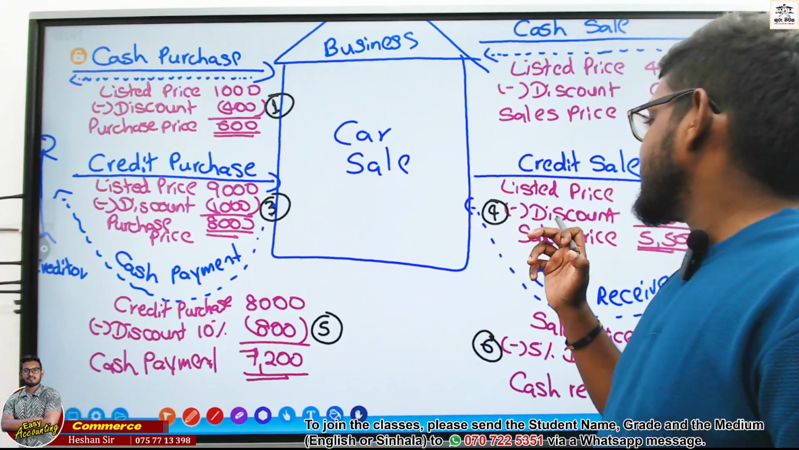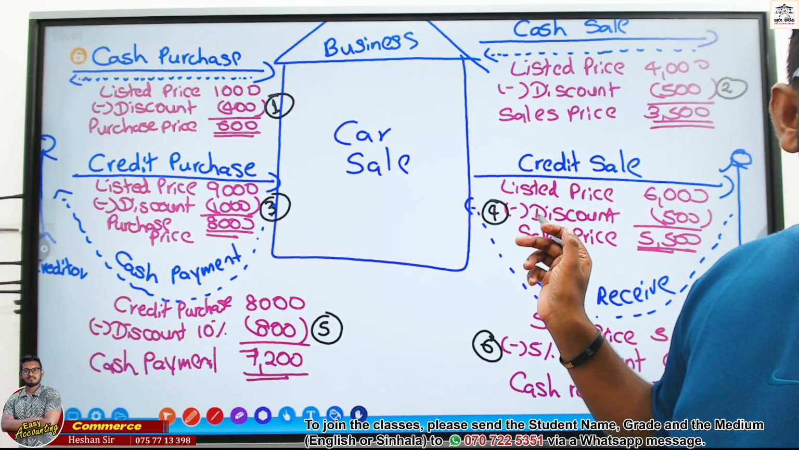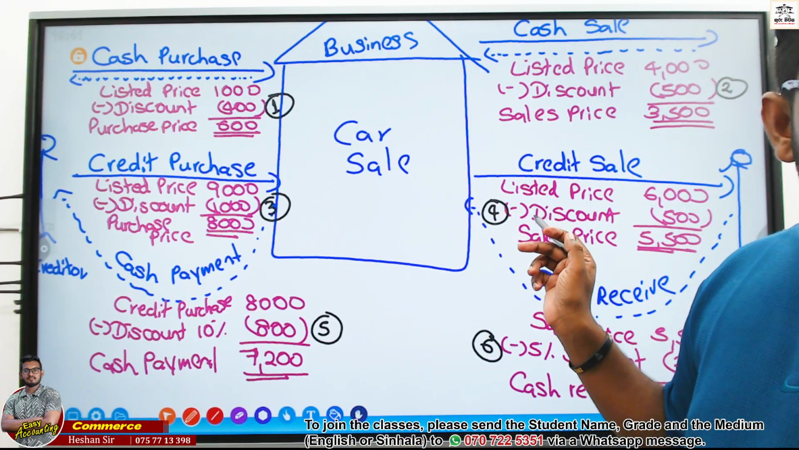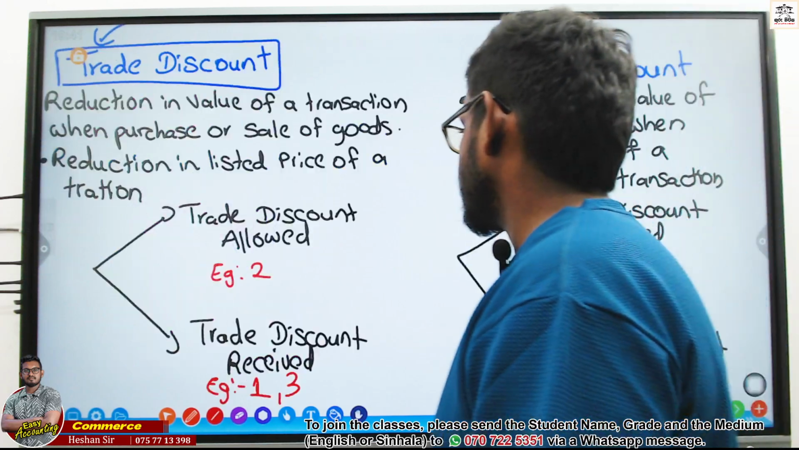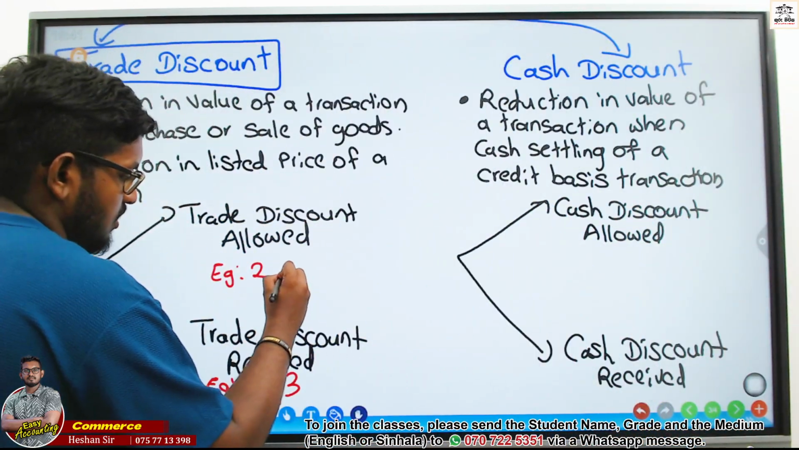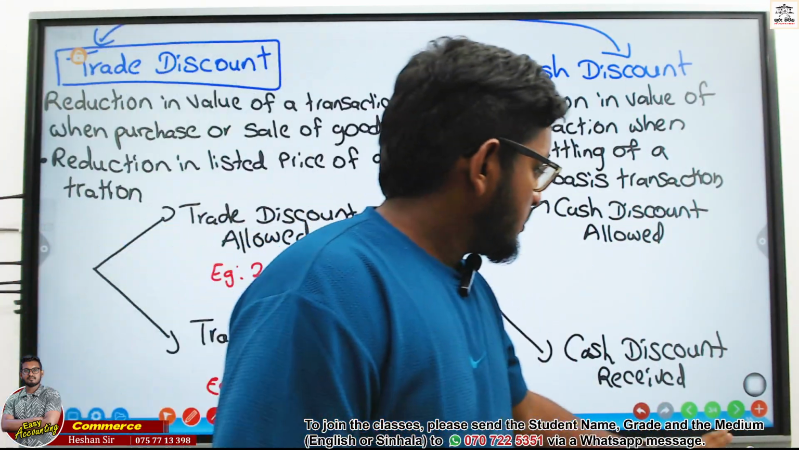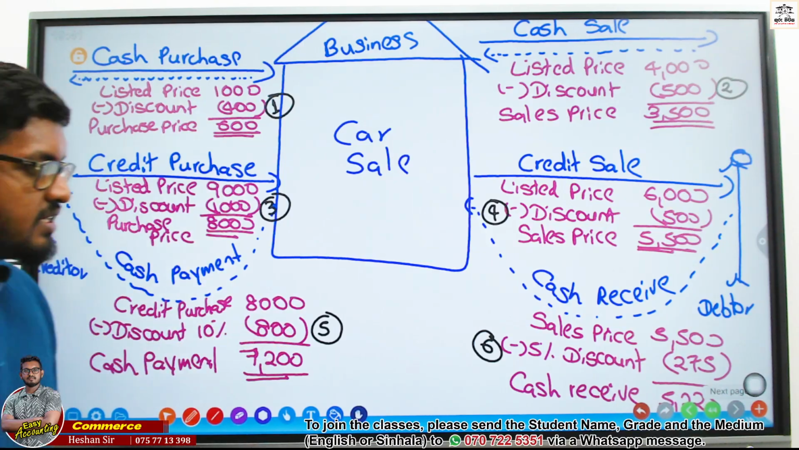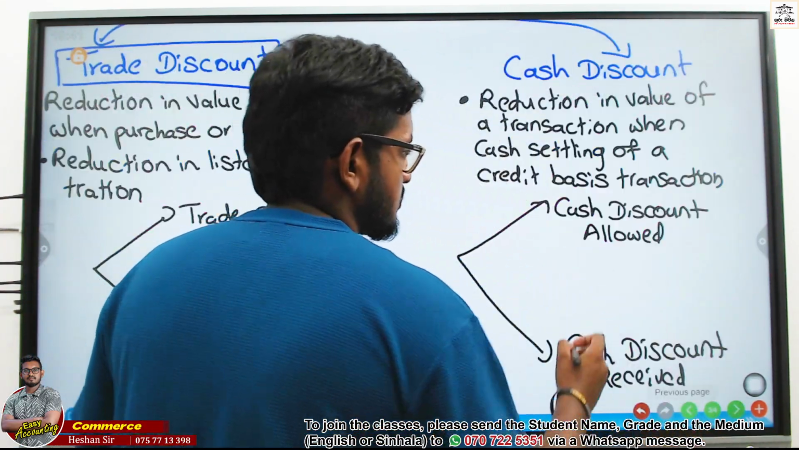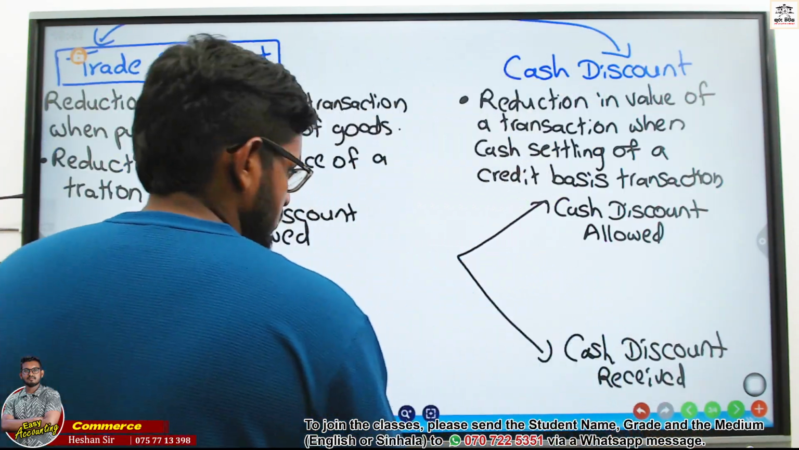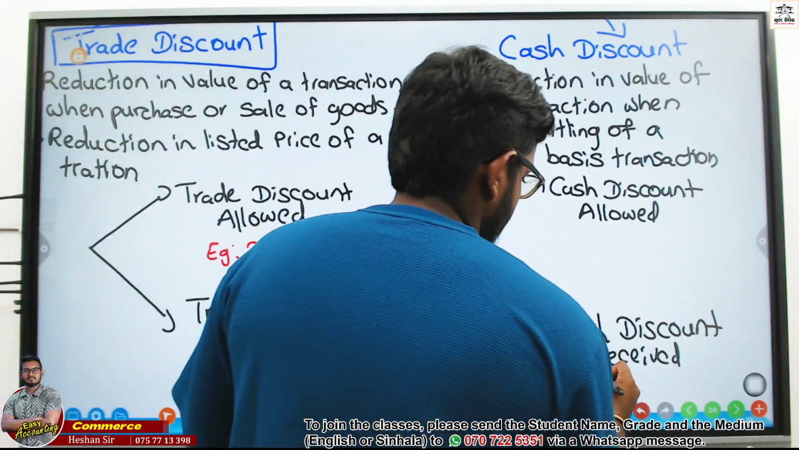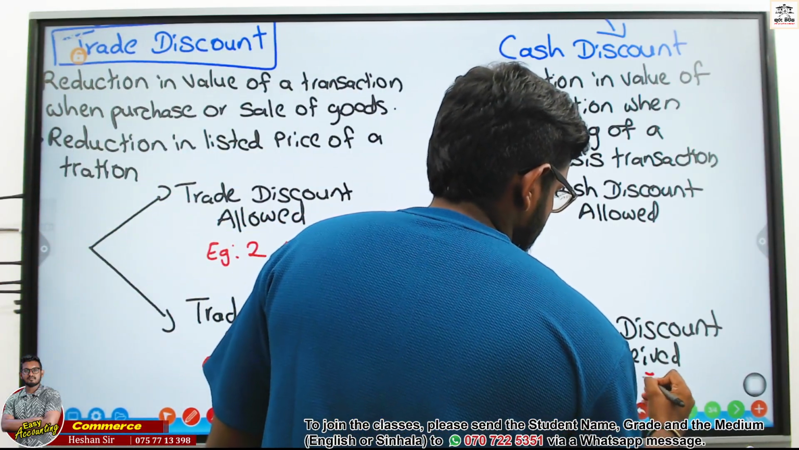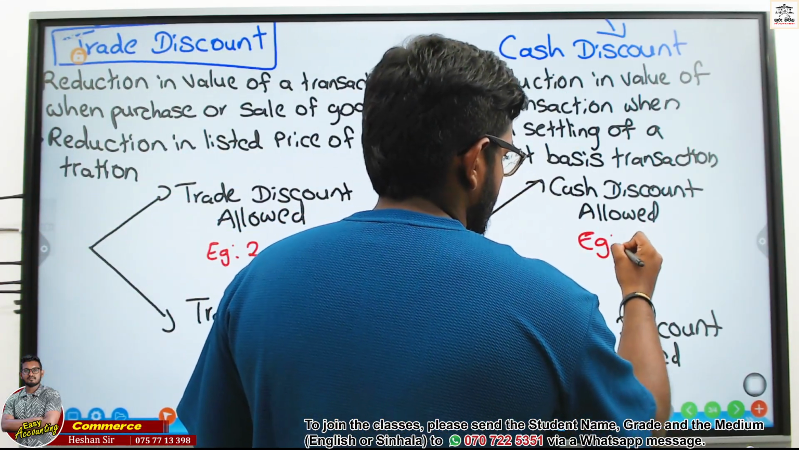Number four, credit sale. Trade discount or cash discount? Trade discount received or allowed? Received. Sorry, allowed. This one, trade discount or cash discount? Cash discount. Received or allowed? Number five, received. Number five is example number.